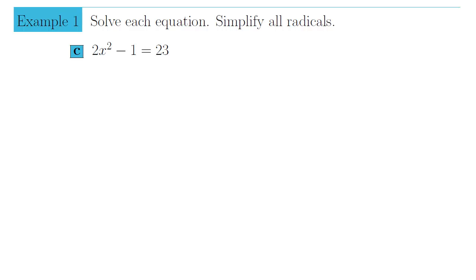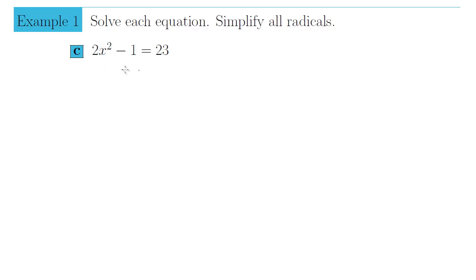Example 1c. Solve the quadratic equation 2x squared minus 1 equals 23. Now, notice we have to do some algebra to rewrite this equation into a form quantity squared equals k. So, let's begin by solving for x squared.